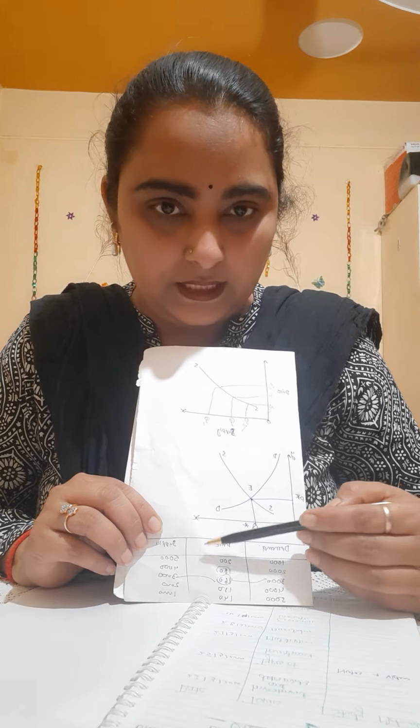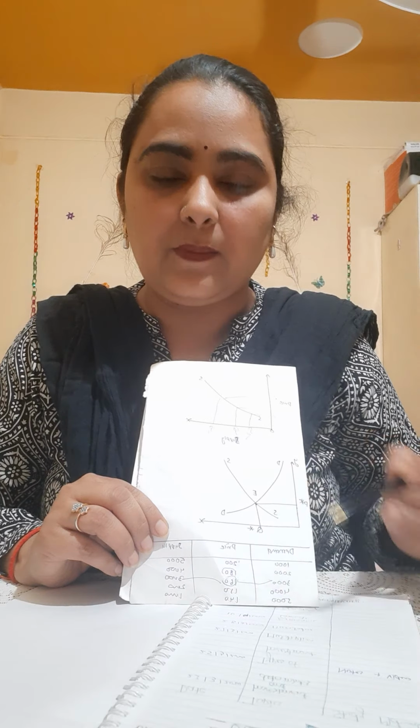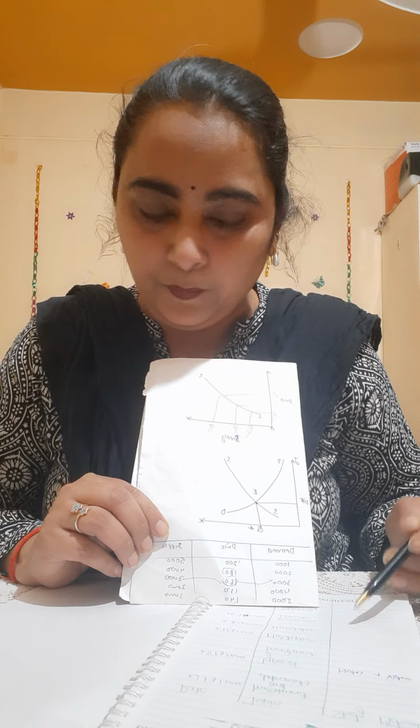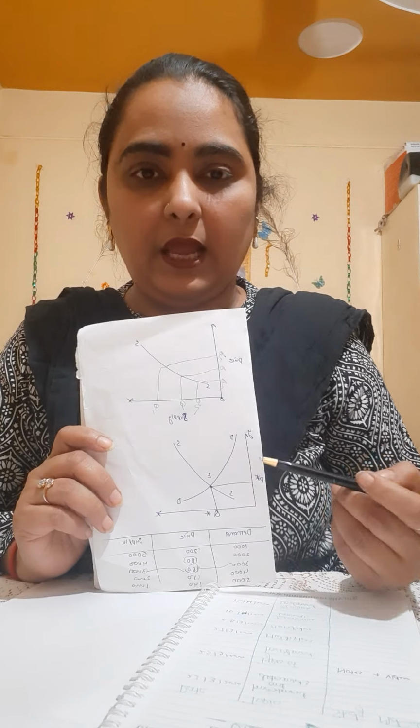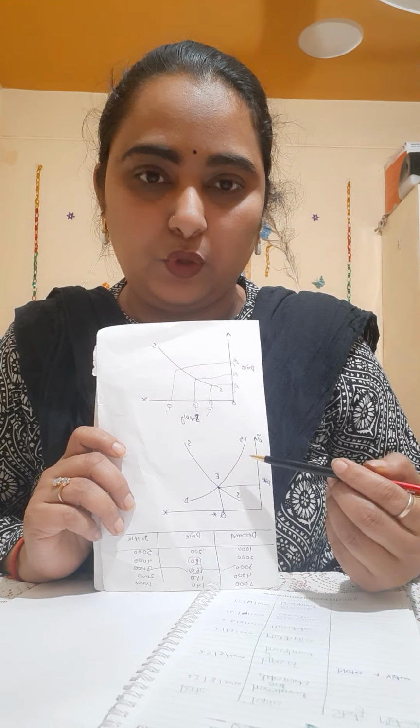So here you can see the relationship. When the price is decreasing, supply is decreasing, and when the price is decreasing, demand is increasing. And 160 is the price where demand and supply are equal. So here you can see that with the help of a diagram we can also get it.